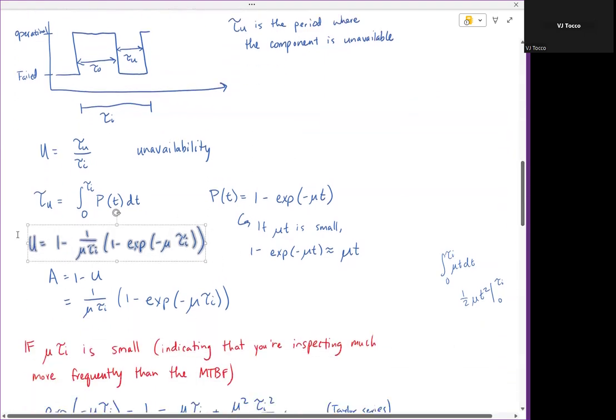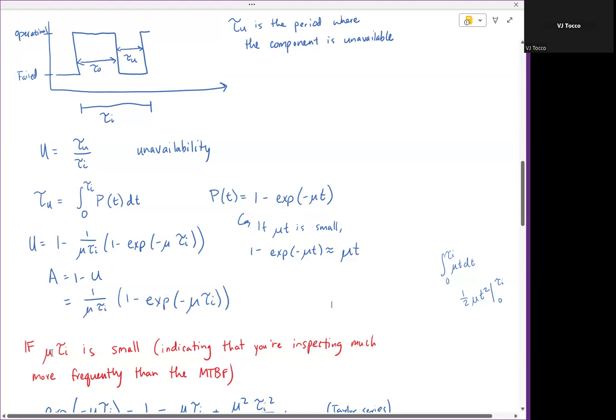I can now say that availability is the complement of unavailability, again, using the logic that something is either available or unavailable. It's never two things at once, and it's never neither of those two things. And I can obtain this expression for my availability.